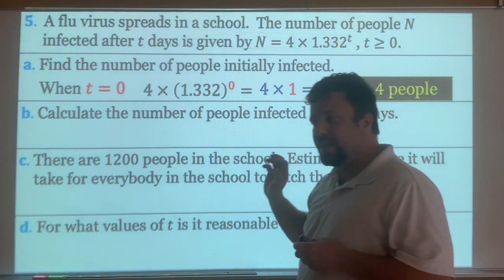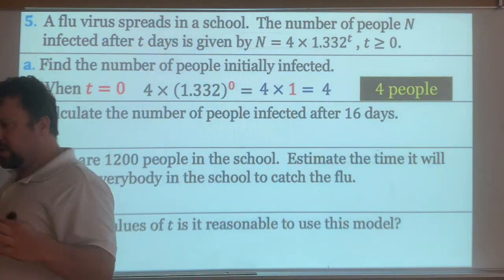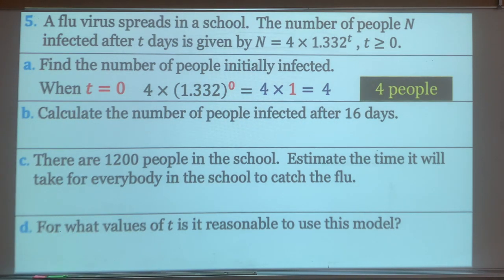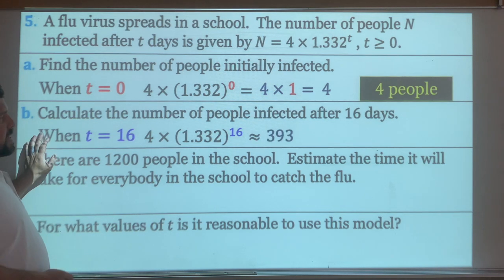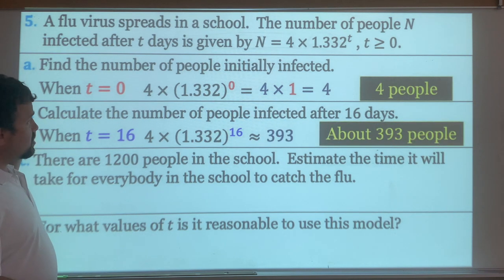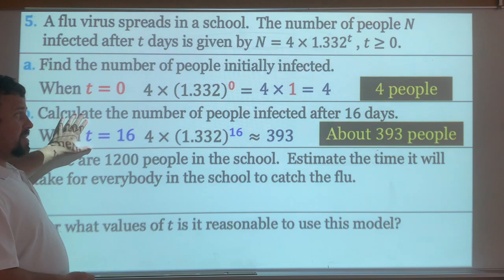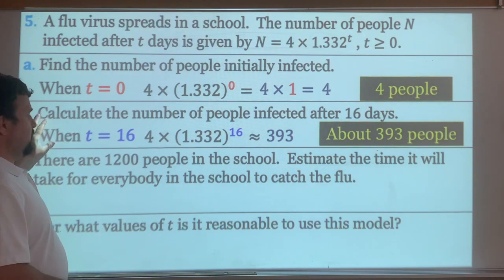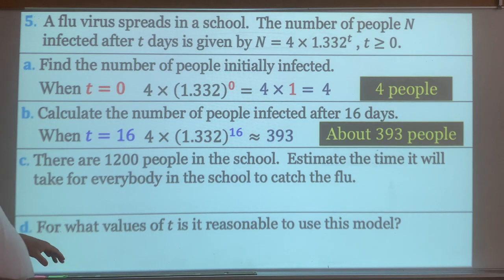Now watch how crazy viruses are, especially with COVID. Same basic concept. Calculate the number of people after 16 days. So after 1 day, there's only 4 people. Let's see after 16 days. 4 times, so T now equals 16. 1.332 to the 16th power is 393. So after the first day, there's 4. After 16 days, there's almost 400 people now infected. Whoa, that's a lot.